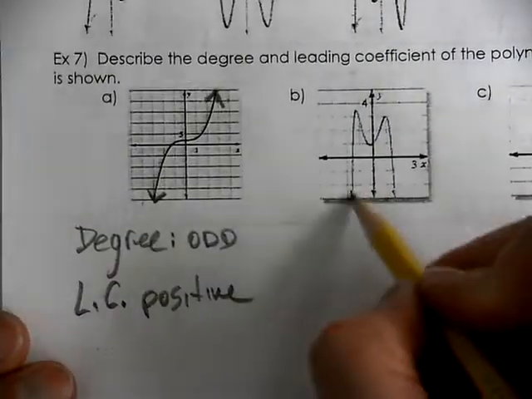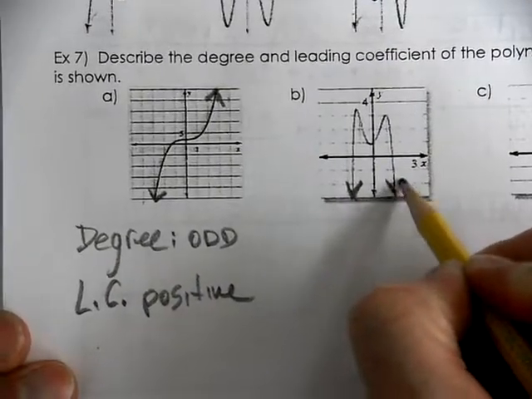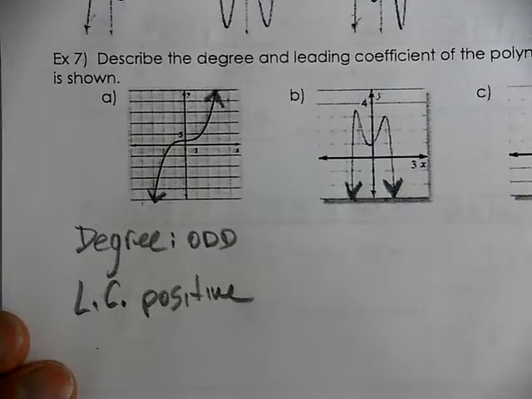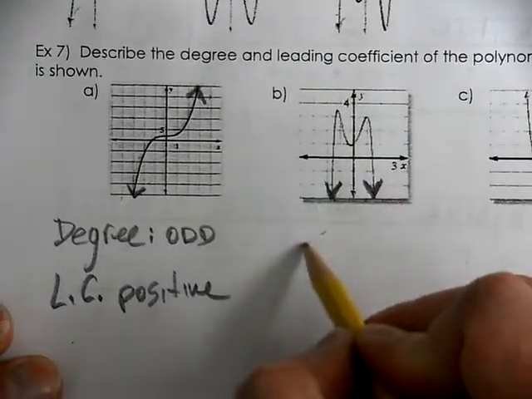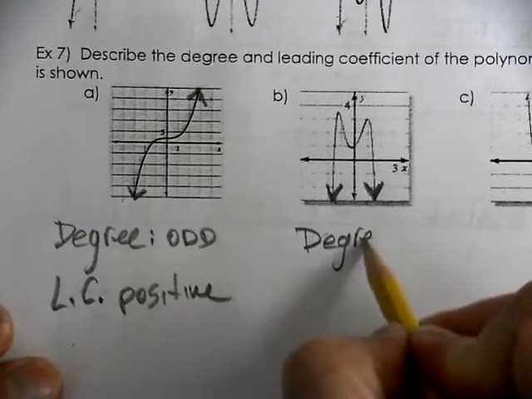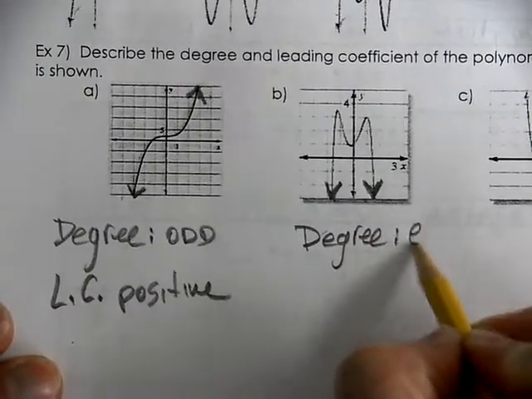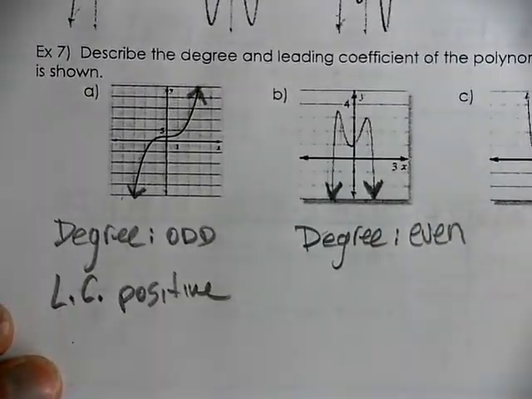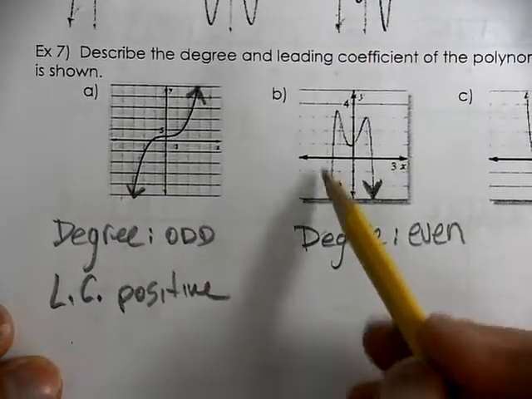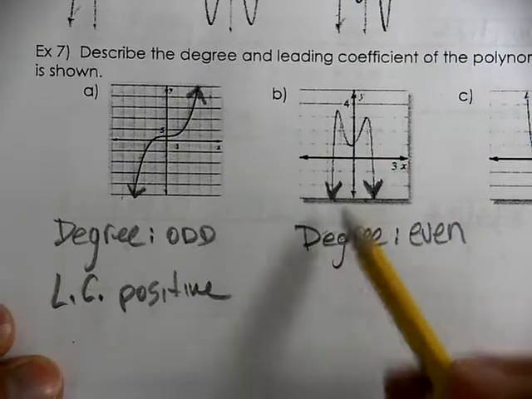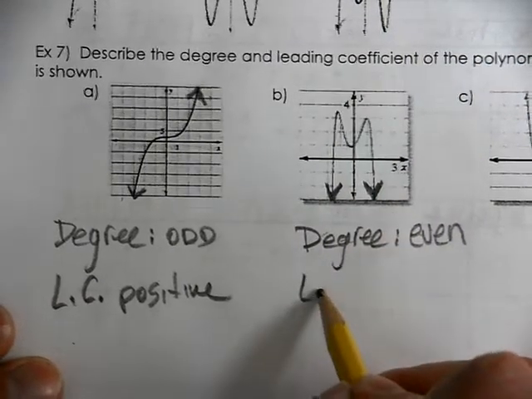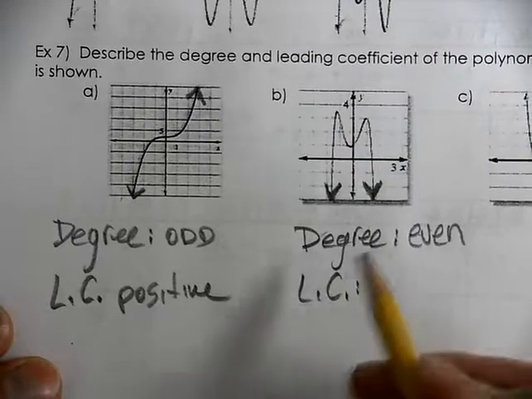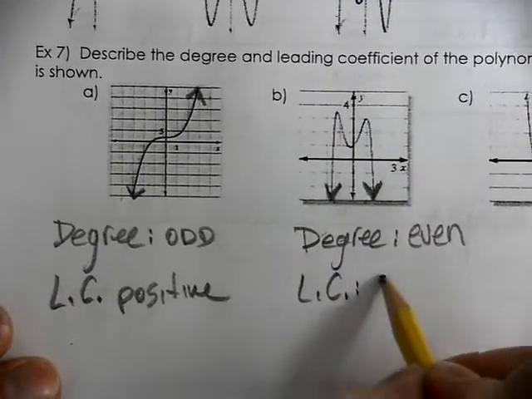Here we're seeing an example where they're going down. They're both going down, which is the same direction. So the degree has to be even. I suspect it's 4, but that doesn't matter. It's even, it's both going down, and the leading coefficient, because it's going down, has to be negative.